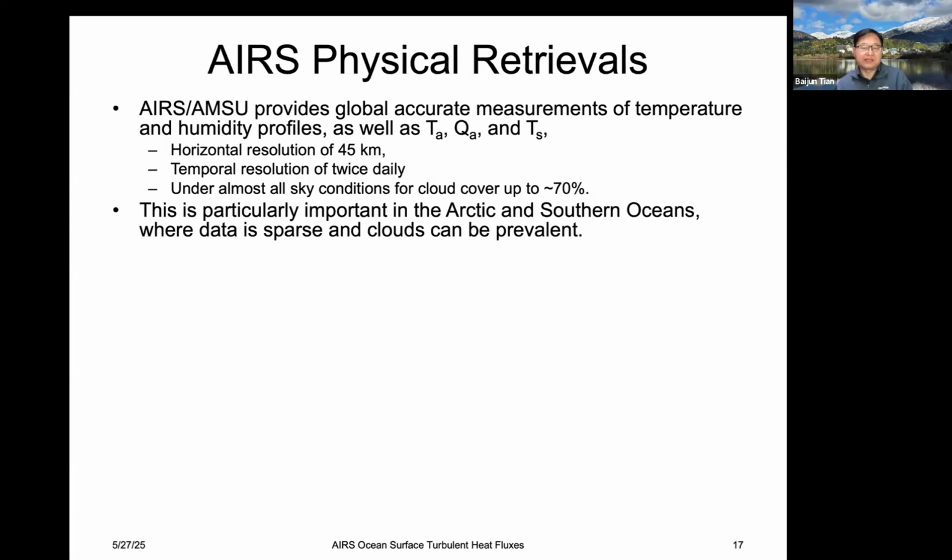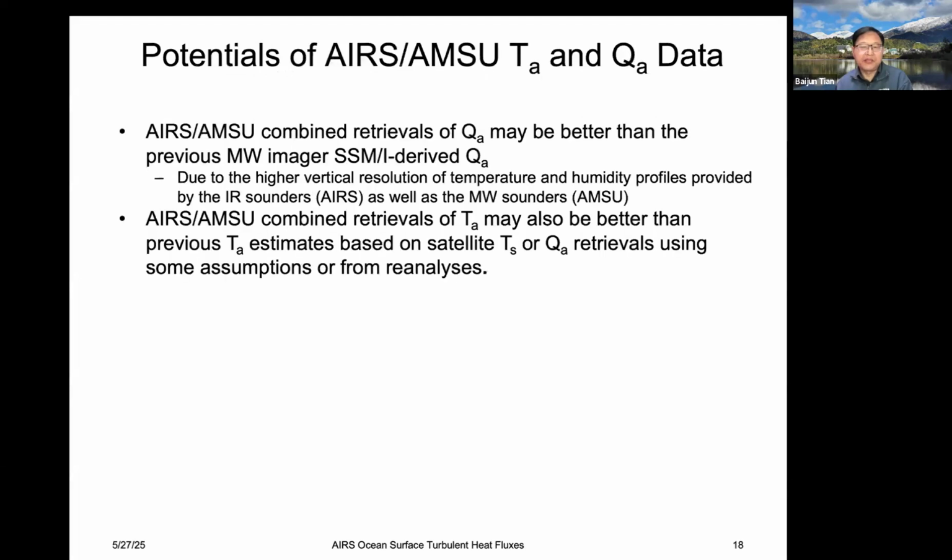I think those data sets, as near surface temperature and humidity measurements, are particularly important in the Arctic and Southern Oceans, where the in-situ observation is very sparse, and also cloud is prevalent. So although this is a sounding data set, the main product has been used widely, but the surface product has been less utilized.